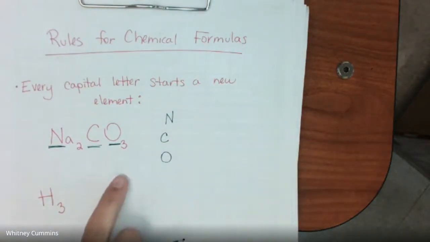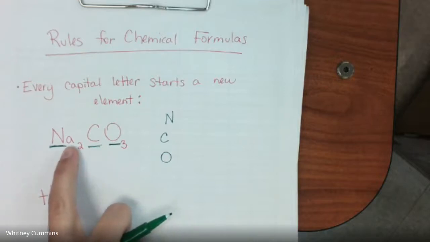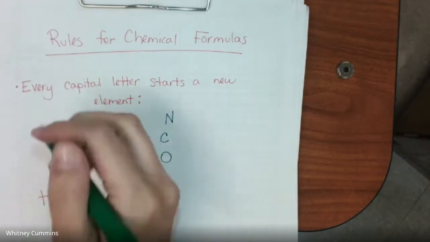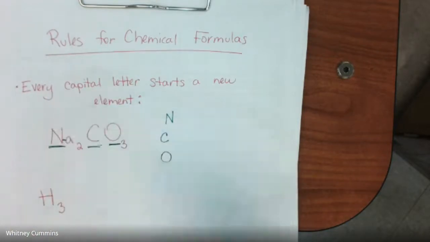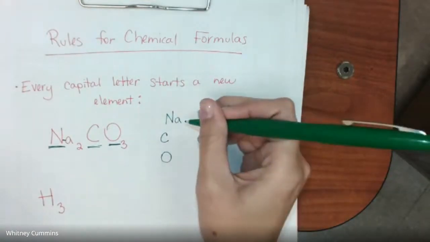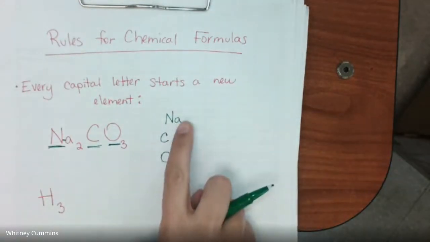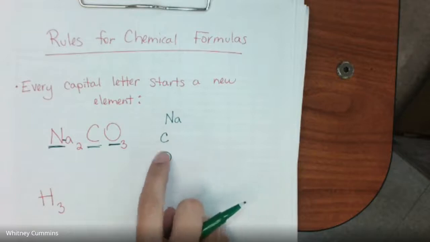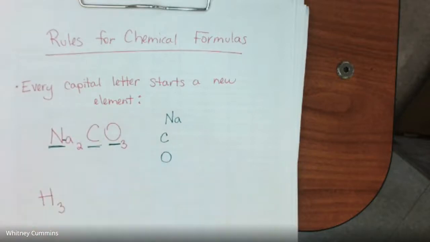Now, what it doesn't tell me is what this little a goes with. I always use the example of a little kid crossing the street. They can't go without their parent, so they get stuck to the one right before it. So I have 3 different elements that make up this chemical formula.